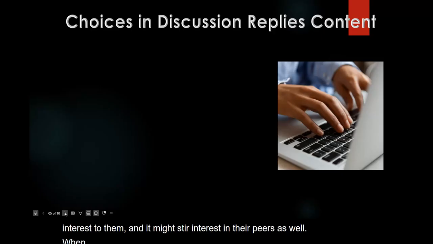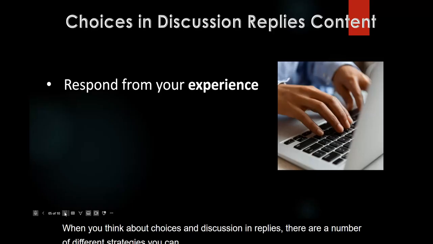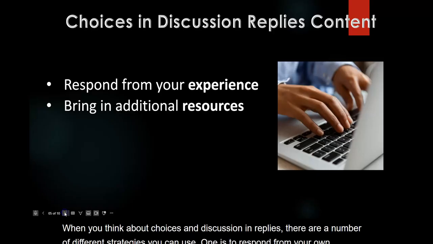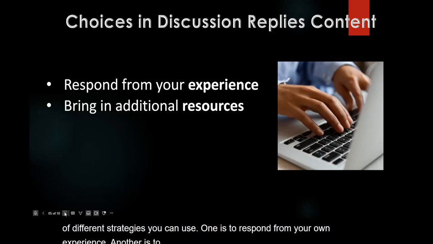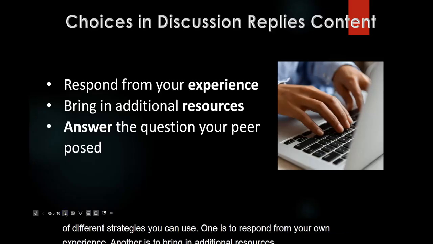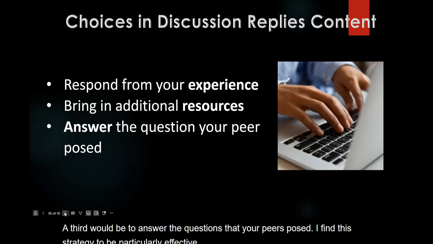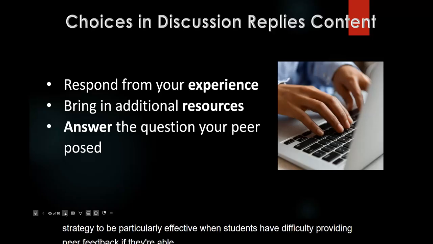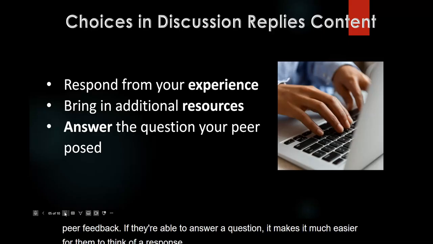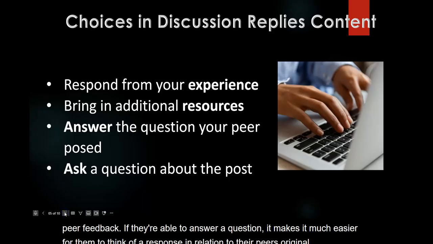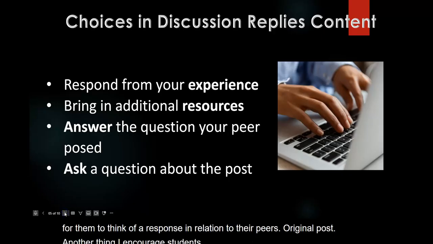When you think about choices in discussion replies, there are a number of different strategies you can use. One is to respond from your own experience. Another is to bring in additional resources. A third would be to answer the questions that your peers posed. I find this strategy to be particularly effective when students have difficulty providing peer feedback. If they're able to answer a question, it makes it much easier for them to think of a response in relation to their peer's original post. Another thing I encourage students to do is ask a question about the post.